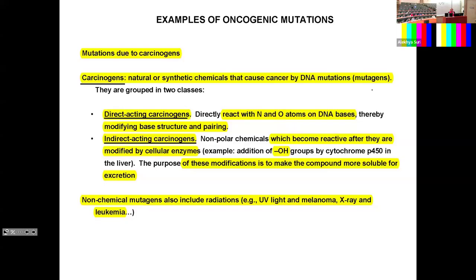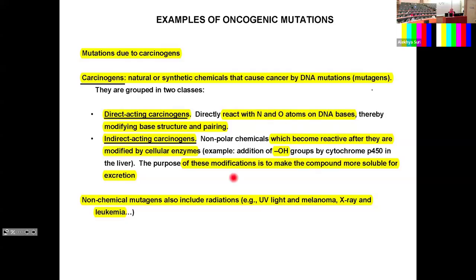So modifying the base structure and pairing, right? So then the structure of the DNA will be changed. What they call a DNA adduct, because it's kind of like a deformation of the helix. So then it's more difficult for the cells to replicate that DNA, right?